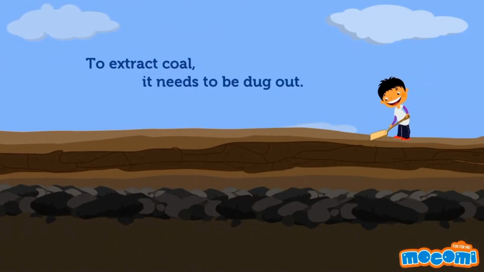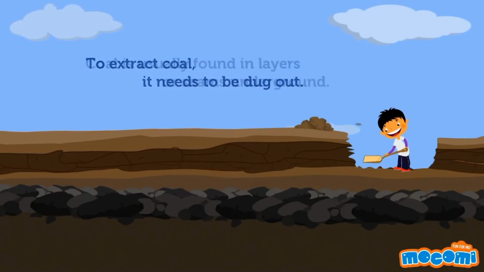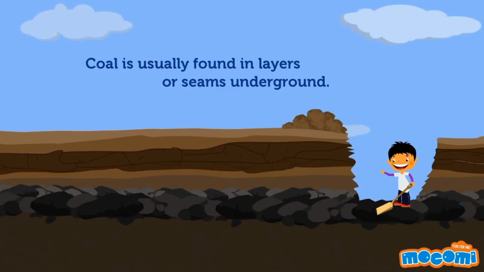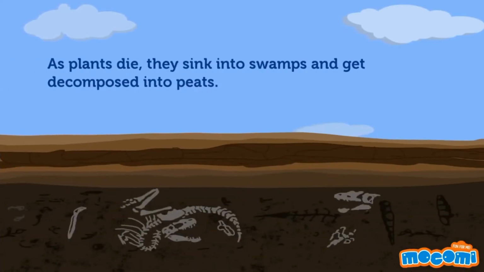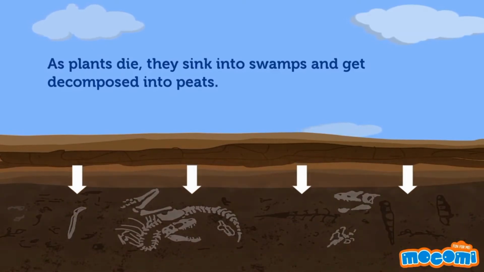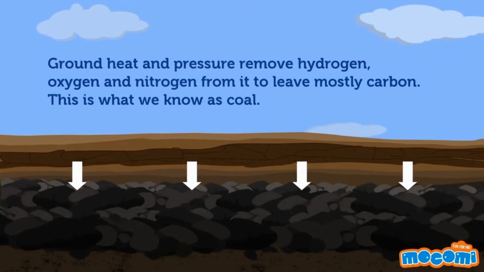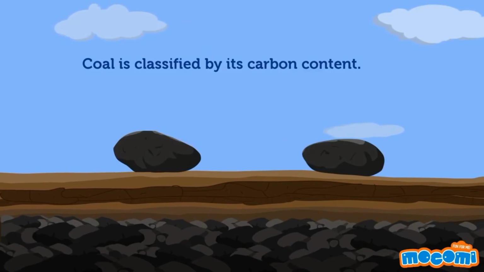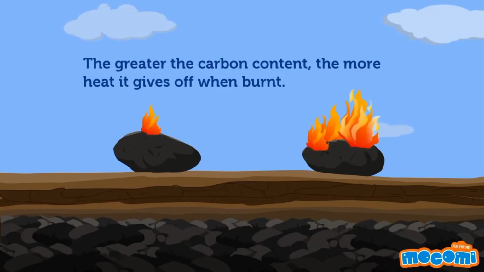To extract coal, it needs to be dug out. Coal is usually found in layers or seams underground. As plants die, they sink into swamps and get decomposed into peat. Ground heat and pressure remove hydrogen, oxygen, and nitrogen from it to leave mostly carbon. This is what we know as coal. Coal is classified by its carbon content. The greater the carbon content, the more heat it gives off when burnt.